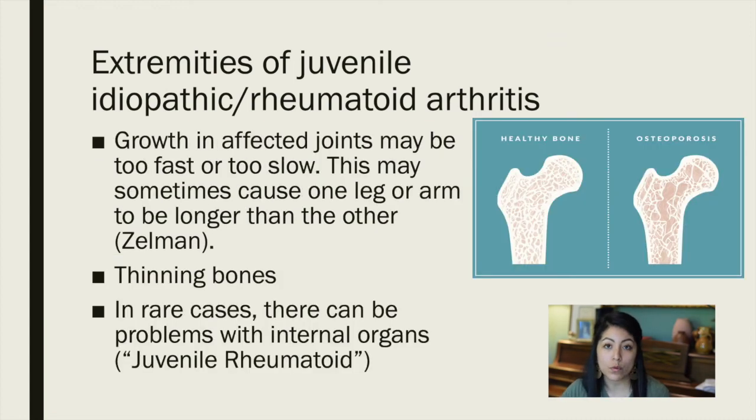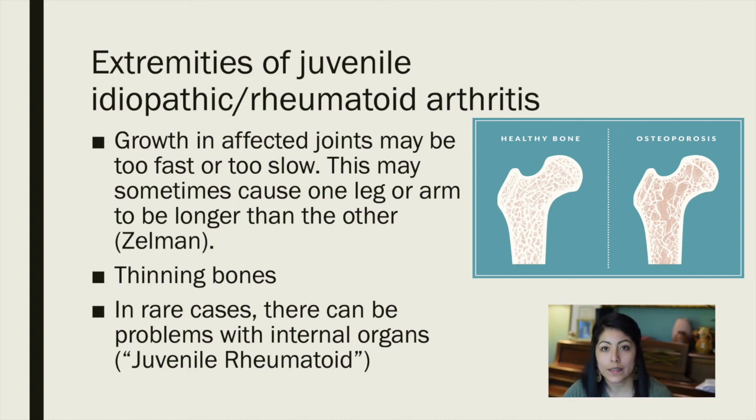Some more extremities are that growth in affected joints may be too fast or too slow. This may sometimes cause one leg or arm to be longer than the other. And we also see that bones may begin to thin, which could cause osteoporosis. And in rare cases, actually less than half of cases, the internal organs like the kidneys, the heart, the lungs, and even the endocrine system may be affected.